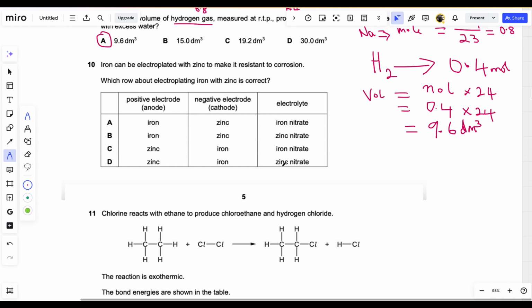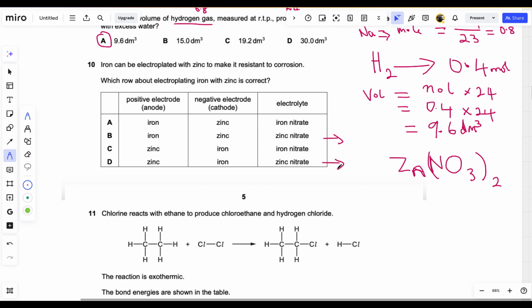We know if you are electroplating with zinc, the electrolyte must be zinc nitrate. Zinc nitrate, NO3. Zinc has a plus 2 charge here, right? If it is 2+, then there will be 2 nitrate ions here. This is zinc nitrate. It must be used because if you are going to coat with zinc, you need zinc nitrate. So we will go for any option that has zinc nitrate as the electrolyte.